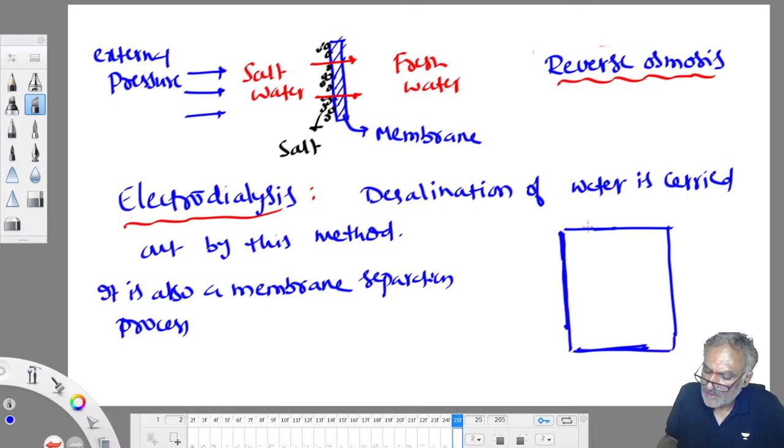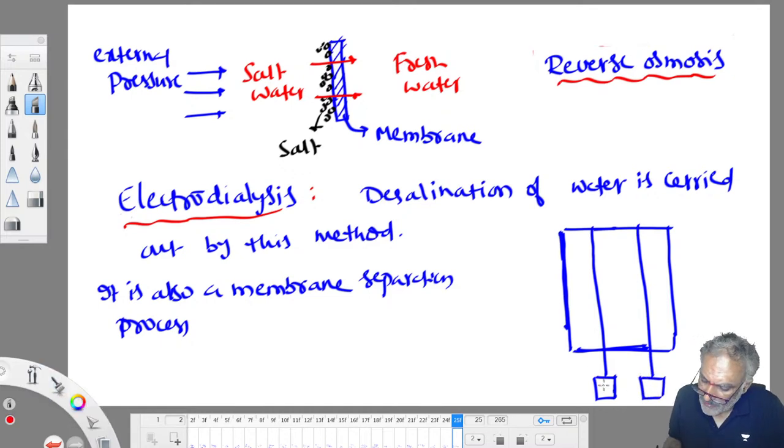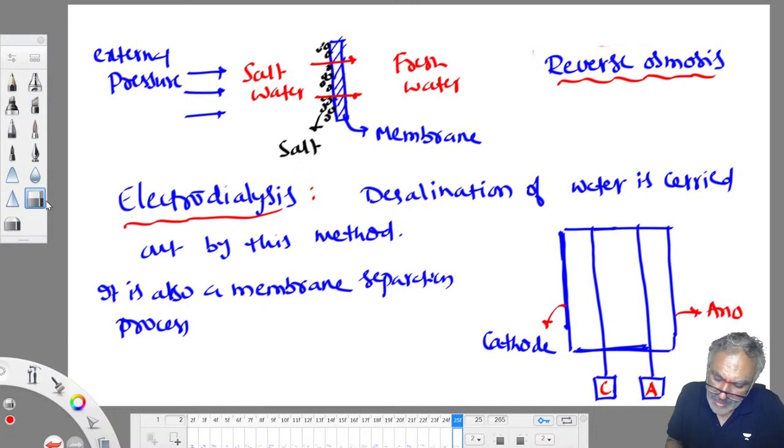This is the electrodialysis cell. This is one membrane, and this is another membrane. Two membranes are used here. One is called the cationic membrane, the other is called the anionic membrane. This side of the electrodialysis cell acts as a cathode, and this side acts as an anode. Cathode carries negative charge, anode carries positive charge.